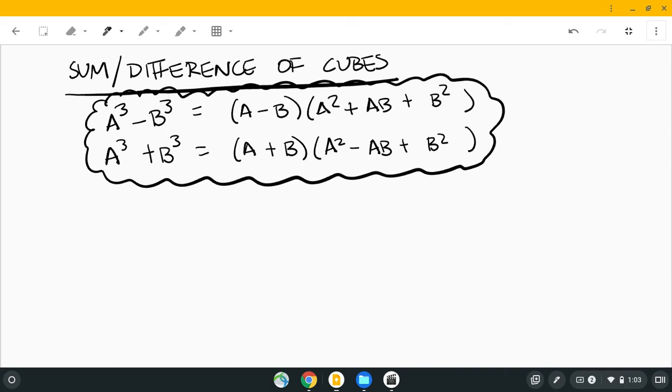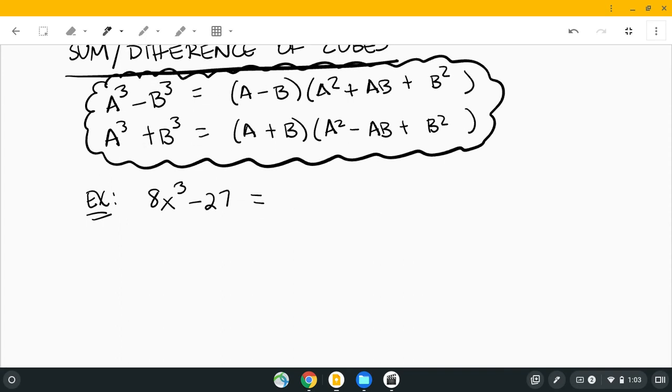Okay, so let's go ahead and take a look at two examples. Okay, suppose that I have this here, 8x cubed minus 27. Both of these are perfect cubes. Okay, so we should be able to factor them. So let's identify what's being cubed. So over here, 2x is being cubed, and over here, 3 is being cubed.